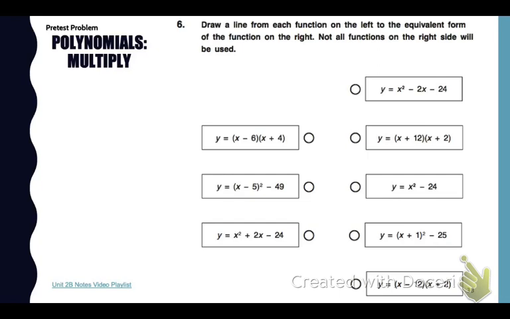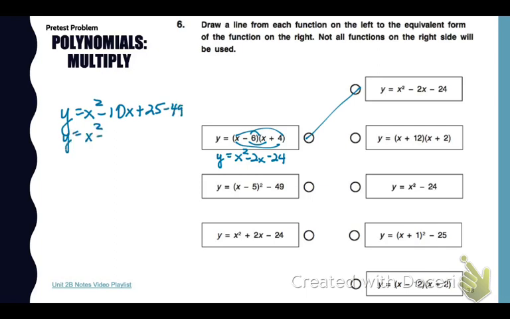We need to draw a line from each function on the left to the equivalent form of the function on the right. Not all the ones on the right will be used. One thing we can do with that first function is multiply. Just FOIL those out, and we see that it matches our first choice. Now let's try that with the second one. I'm going to multiply out x minus 5 squared and then subtract the 49.